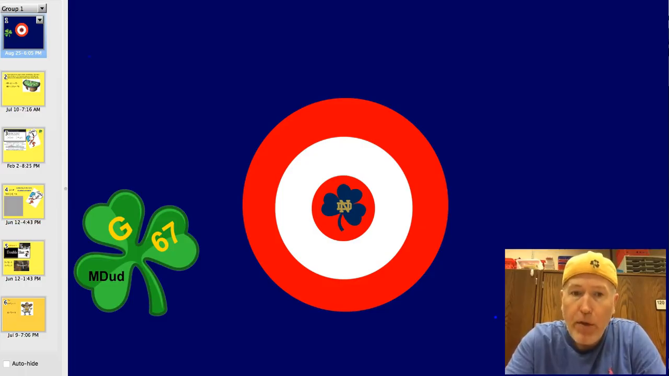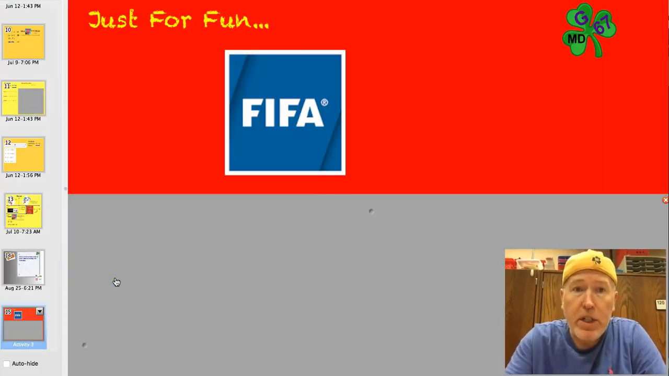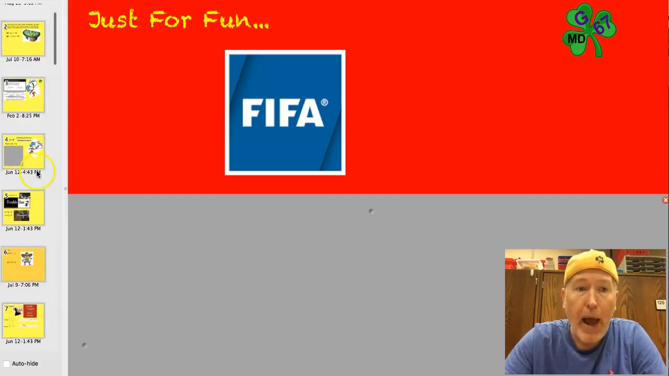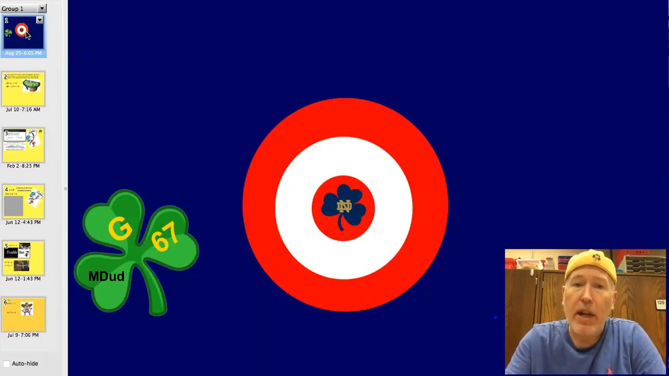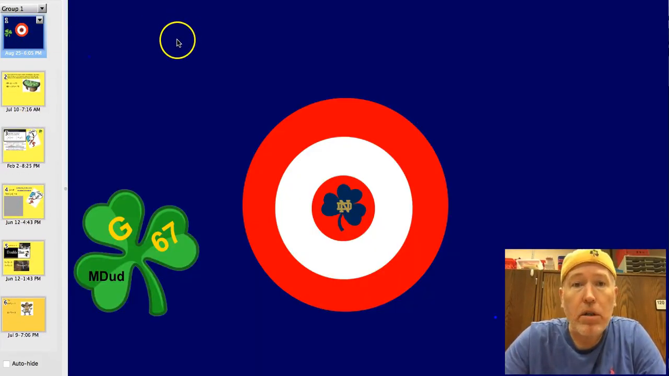All right, before we do that though, let's start with our trivia question of the day. Here we go. What does this logo stand for? Now don't tell me it stands for soccer, I know that. But what do the letters FIFA, or the acronym FIFA, stand for? We'll be back with the answer to that trivia question after our instruction tonight.